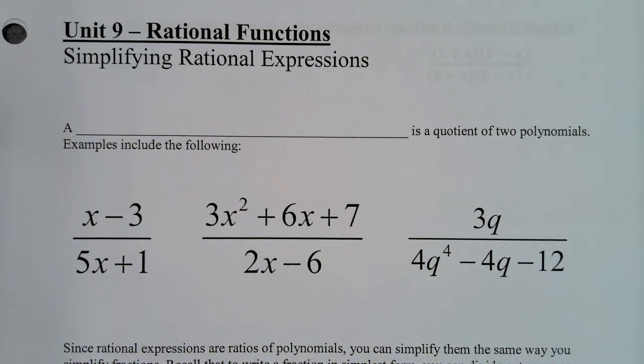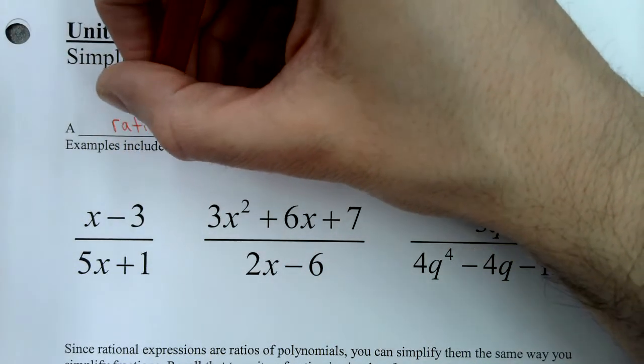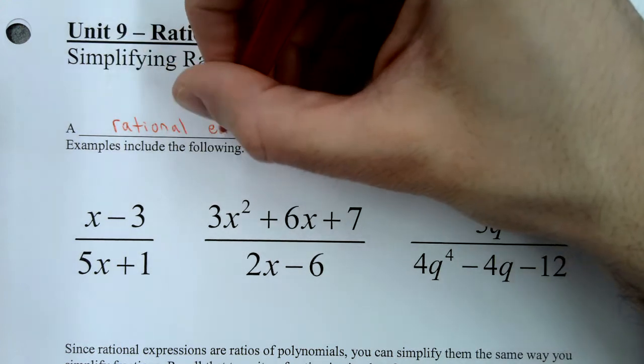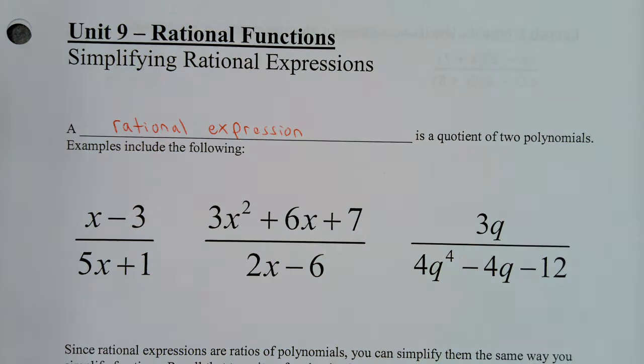Okay, this is the next unit in Algebra 2. The unit is called Rational Functions, and this lesson today is called Simplifying Rational Expressions. Okay. So the definition to start off with is a rational expression. A rational expression is a quotient, meaning you're dividing, a quotient of two polynomials.